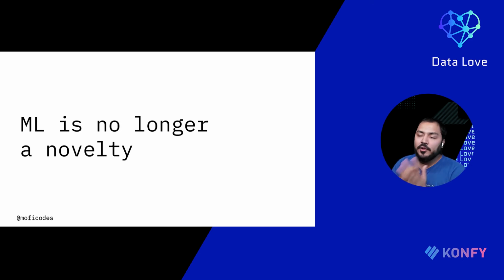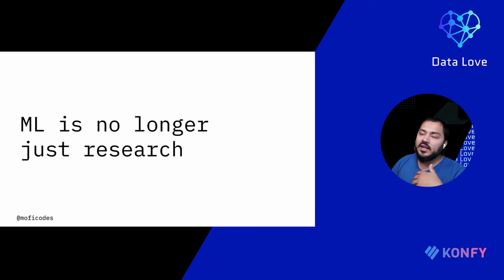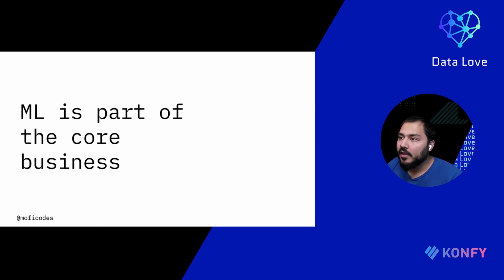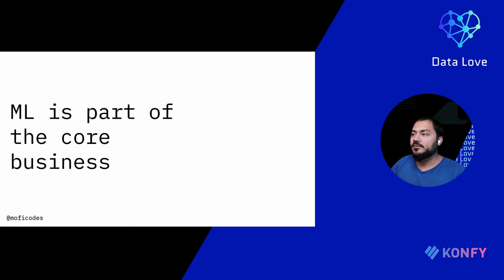Because machine learning is no longer a novelty. Machine learning is a core part of our business. And machine learning is no longer just research, right? We have to use machine learning now to get true insight into our business to be able to stay ahead of the curve. Machine learning used to be something that you used almost as getting an advantage. Now, machine learning is what you have to use to stay with the curve, because everyone else is using it too. So it's part of the core business.